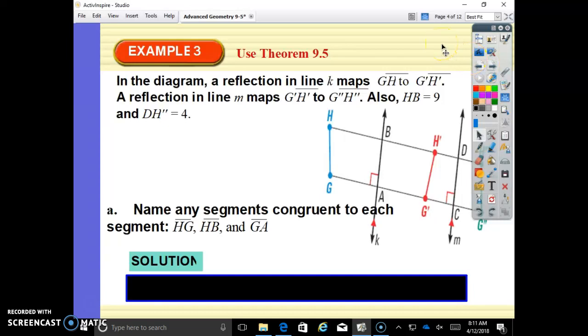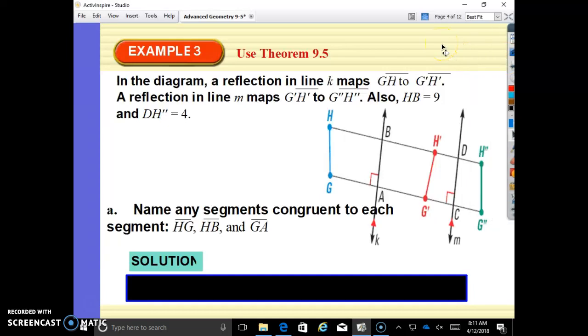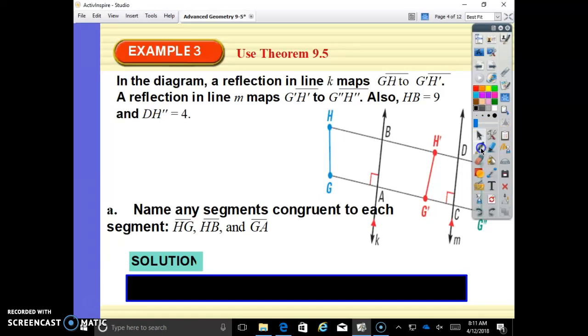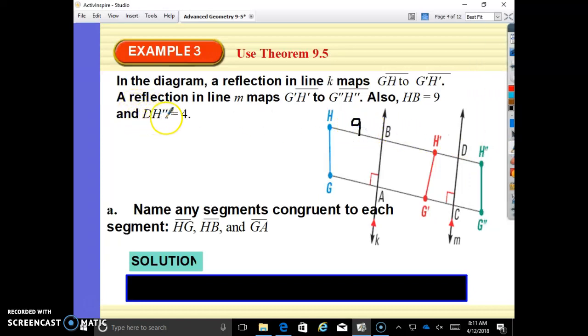In the diagram, a reflection in the line K maps GH to G prime H prime. A reflection in the line M maps G prime H prime to G double prime H double prime. Also, HB is 9. And DH double prime is 4. Name any segments congruent to each segment.